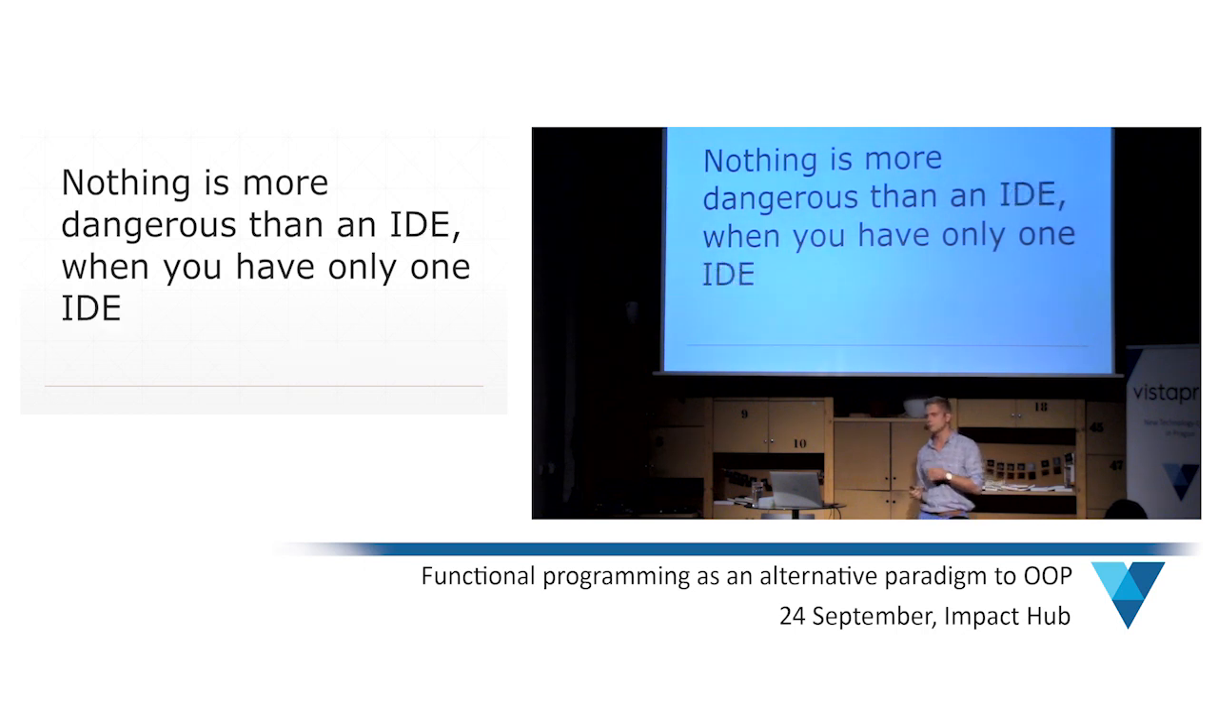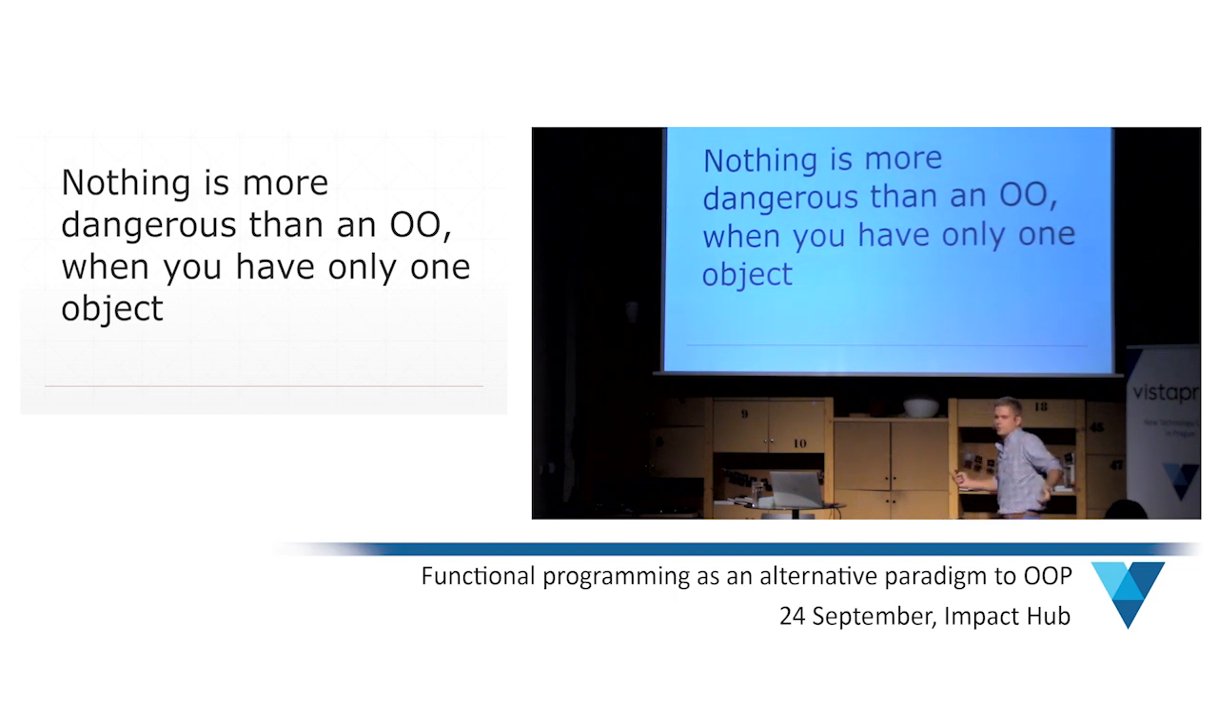We can rephrase that quote a bit closer to our world: nothing is more dangerous than an IDE when you have only one IDE. I could say that about Visual Studio. .NET and C# development was always really tightly coupled to Visual Studio. You only had that one IDE. Luckily, that's not the case anymore. We have Rider, Visual Studio Code, and it's cross-platform, and that's cool. We can rephrase it even more: nothing is more dangerous than an OO when you have only one object. Remember? Singleton. One global mutable variable. Something really strange. And why is it object-oriented then?